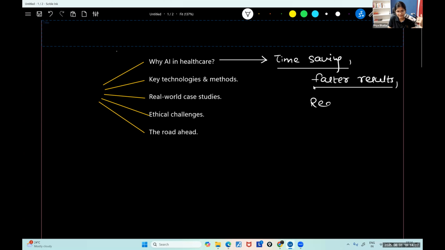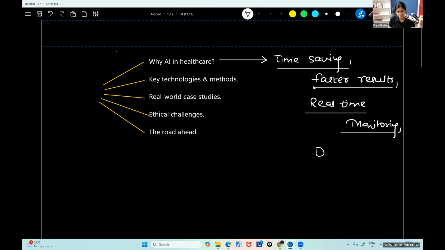Somebody has mentioned real time monitoring, which is a very good aspect actually. So nowadays it's very easy. We have the machines available at our home as well, and we can real time monitor what is our BP, what is our heart rate, how much is our stress level, what is the quality of sleep, with the help of AI inculcated in that.